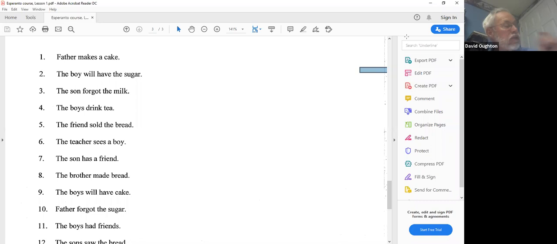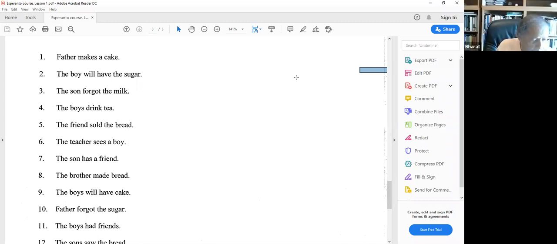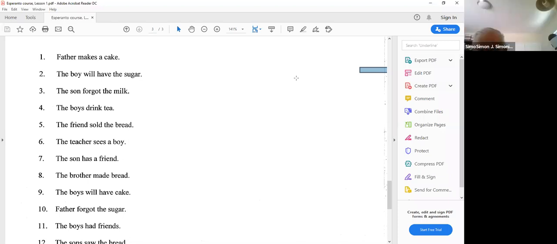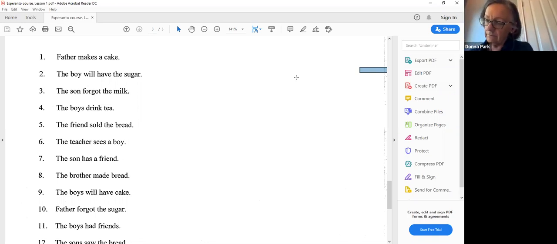Number four, the boys, so we know we have a plural subject noun, they drink tea. So what would that be for number four? La knaboj trinkas teon. Or you have what letter? After knabo, k-n-a-b-o, and then after o, what letter? No hyphen. Okay, la knaboj. How do you pronounce? I'm a little bit not clear.